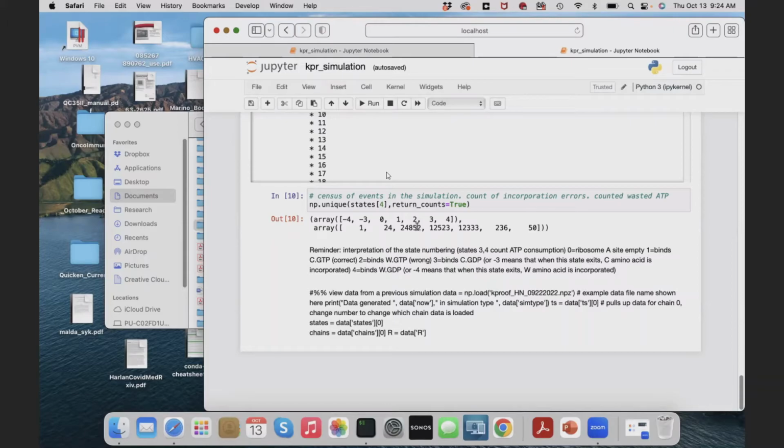Okay, now every time I am in either of those two states, I have used up an ATP, however many ATP molecules are associated with this transition. I'm out of equilibrium and I'm driving this with energy. So these are the counts. How many times was I in those states? I was in the state where I'm ready to add a good guy 236 times, and I'm ready to add a bad guy 50 times, all right?